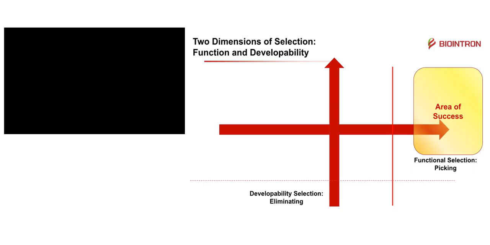that is where developability is coming in. So in this very conceptual figure, I draw a square that I call the area of success. That means we are picking good functional candidates, but we are also eliminating bad developability candidates. So there are two dimensions of selection. Okay.